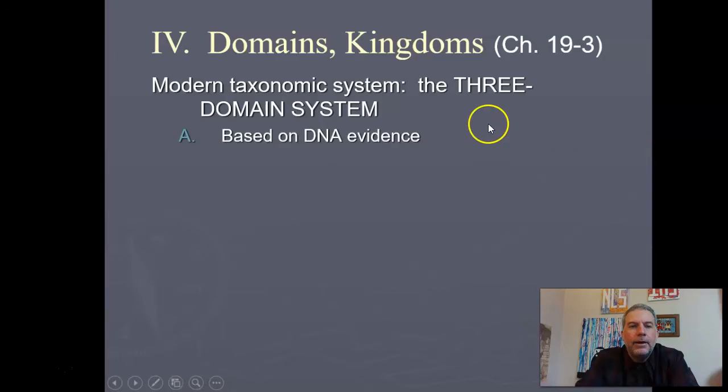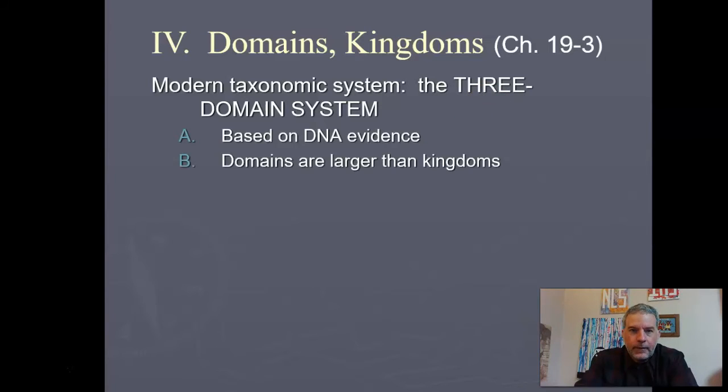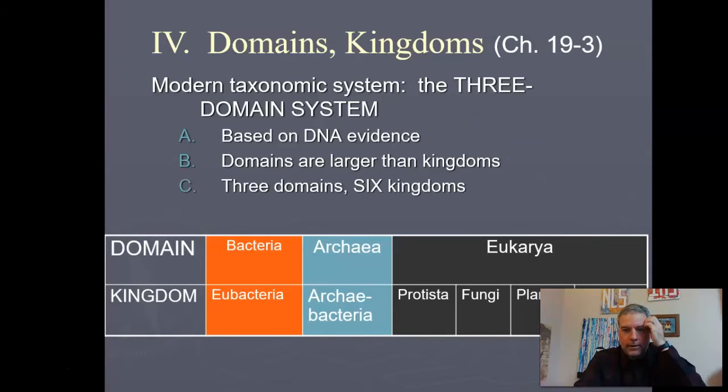And based on the DNA evidence, they are as different, or if not more different, from other bacteria as either of them is from us. So they got their own domain, and then the other bacteria group got their own domain, and everything else got its own. And so that's how it works. 3 domains, 6 kingdoms. Here's the kind of diagram that you can draw. Domains on top, regular bacteria. Archaea is old bacteria, and then eukarya and the kingdoms underneath.